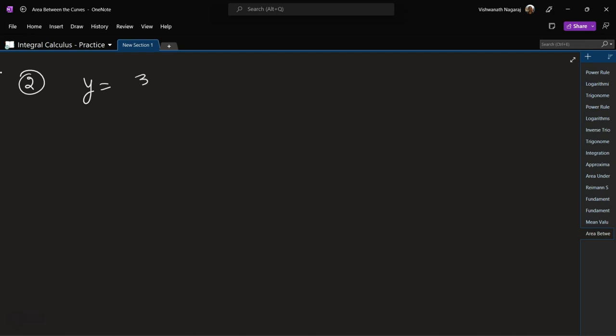y is equal to 3 by x square and y is equal to minus 1 in the interval -2, -1. Remember, the first step was to figure out whether they intersect each other, right? For whatever be the value of x, y will always remain -1. Okay, and this will always be positive.